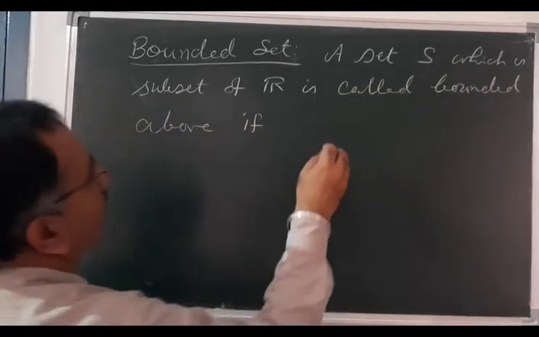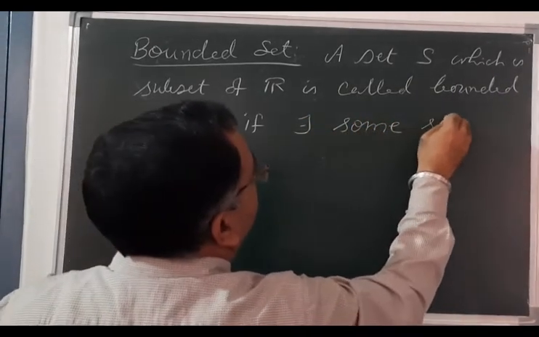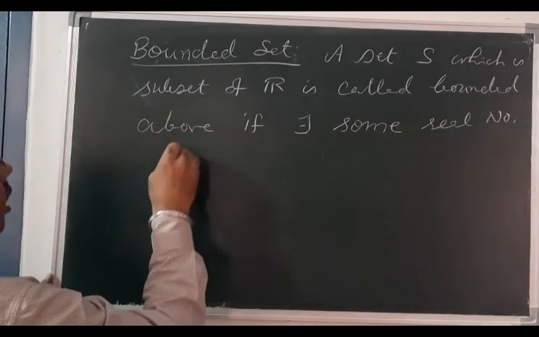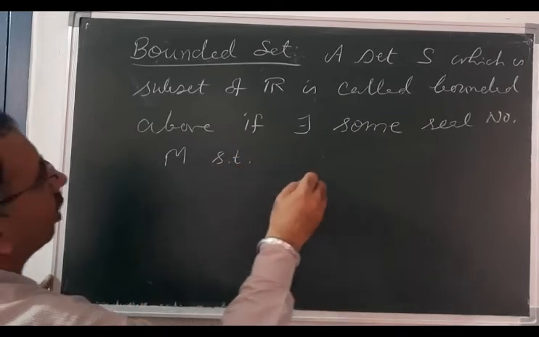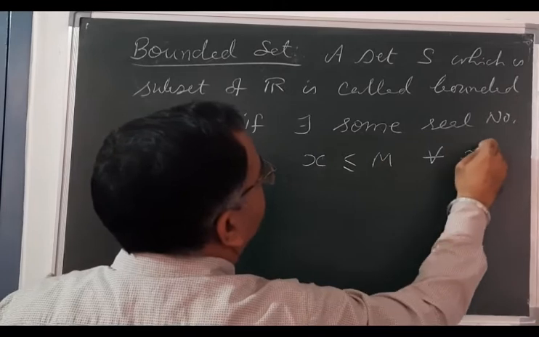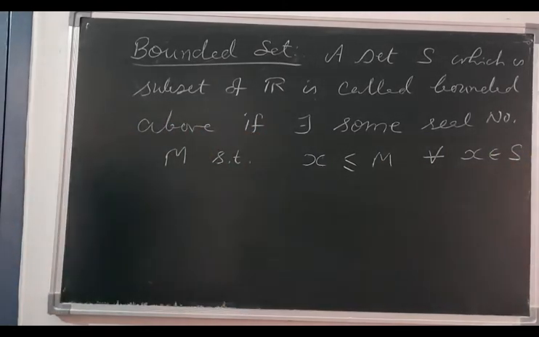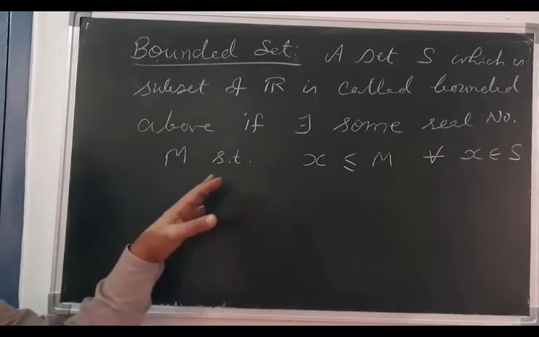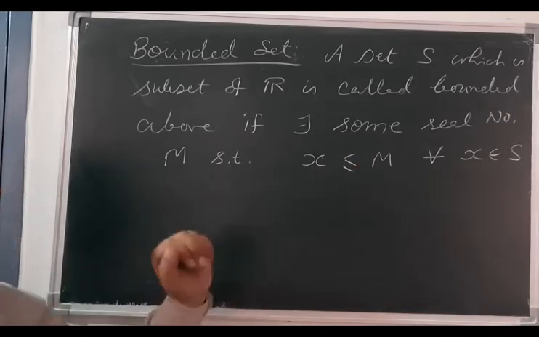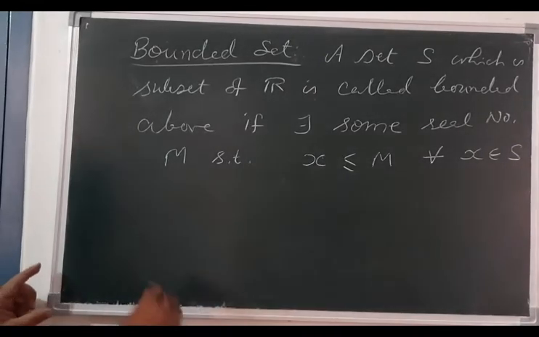if there exists some real number m such that x is less than or equal to m for all x belonging to S. That is, if every element of set S is less than some fixed number, then the set S will be called bounded above.